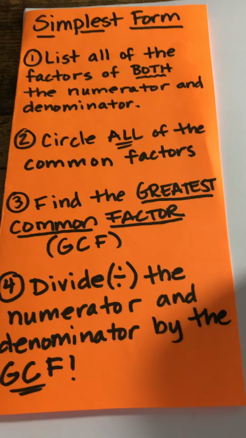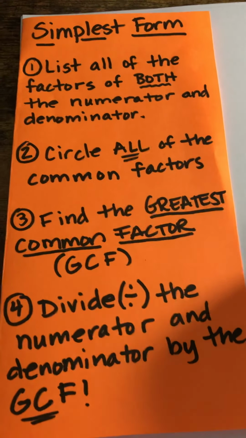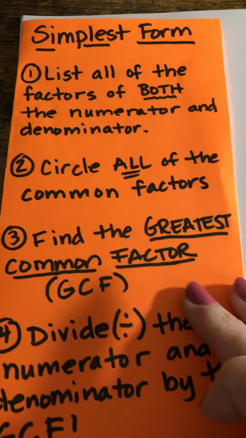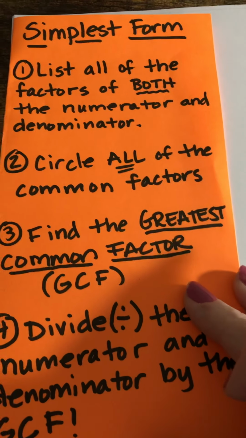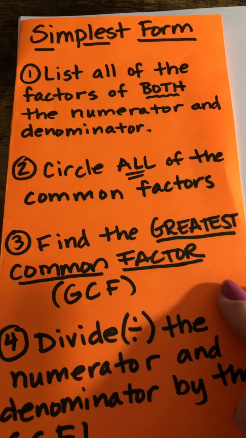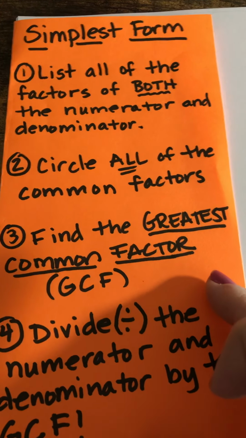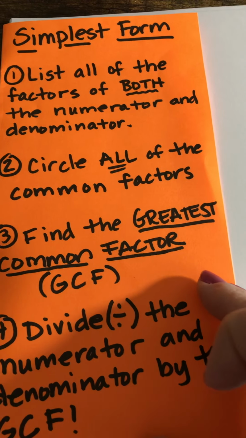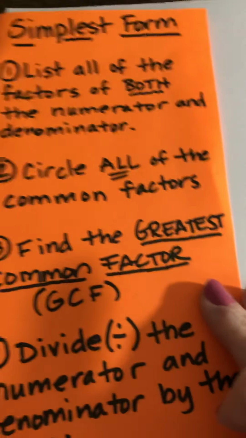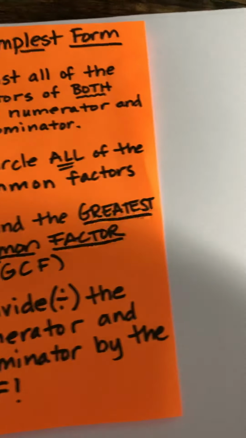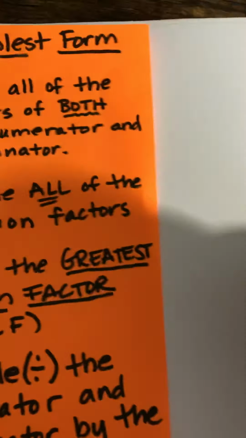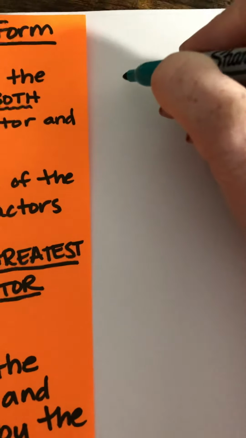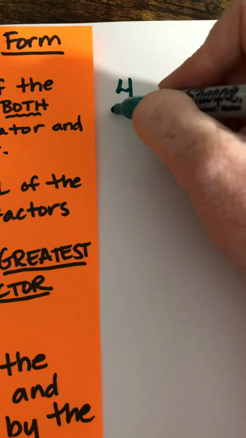Okay, great. So we're back now, and I'm going to start walking us through these steps in reducing fractions, simplifying fractions, or finding the simplest form. All right, so the first thing it says is list all of the factors of both the numerator and denominator. So I'm going to pick a fraction here. Maybe they have asked you to find the simplest form of, let's just pick a fraction here, 4/12.